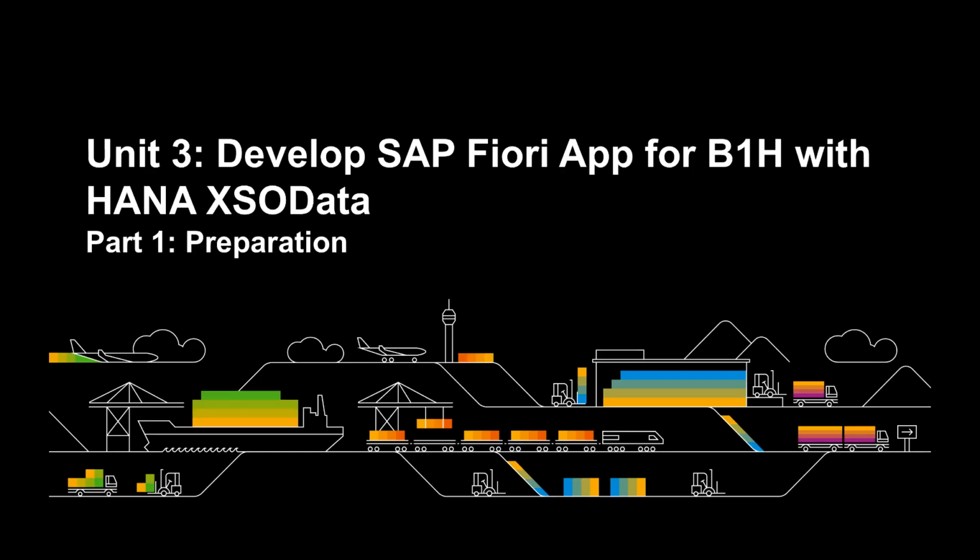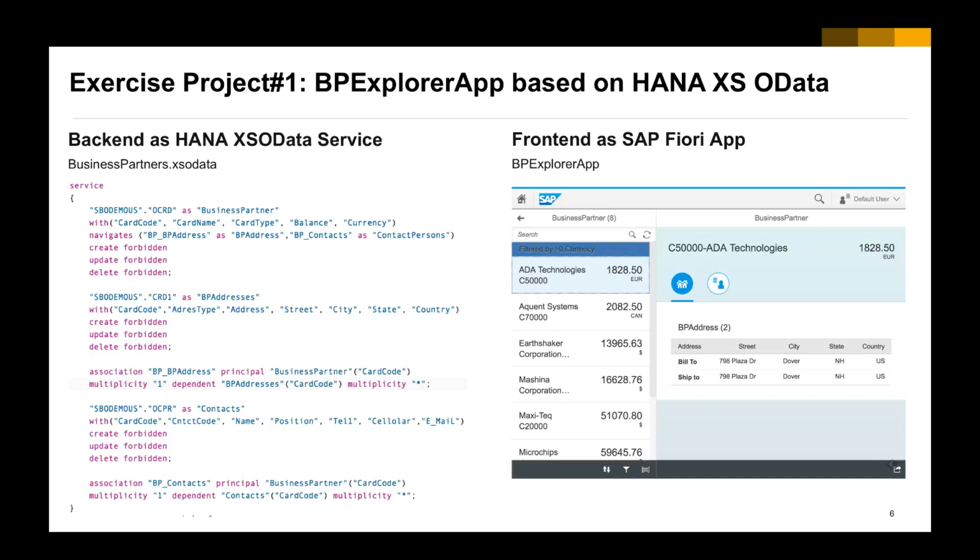Part number 1, preparation. A Fiori app for the BP Explorer. We're going to show it like this. It's a master detail Fiori app. In the master list, you're going to see a list of business partners with the customer code, customer name, and the balance as well, which is very highlighted information. And when you select one of the business partners, you're going to see the details for the business partner, such as the BP address and BP contact person.